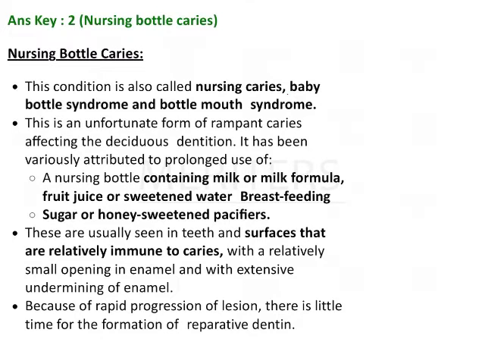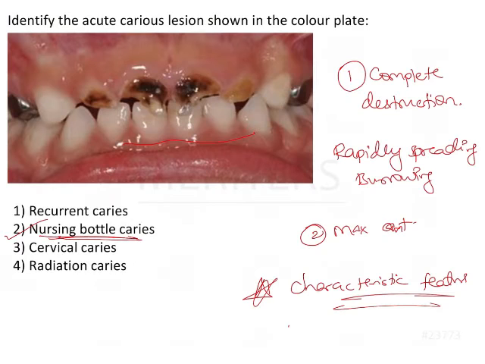Now, what is nursing bottle caries? It's also known as baby bottle syndrome or bottle mouth syndrome. This usually occurs because when the child is fed while sleeping, the milk or the juice or the pacifier that is retained in the mouth after the child has fallen asleep is not cleared away, and this is what initiates the caries attack. Now, this is a type of rampant caries.